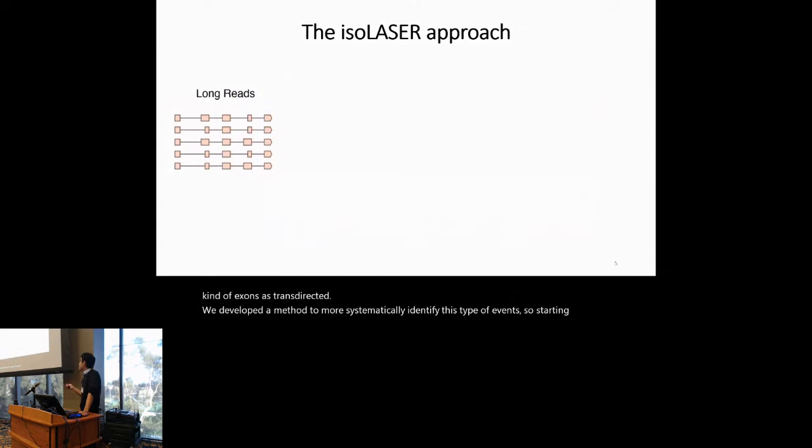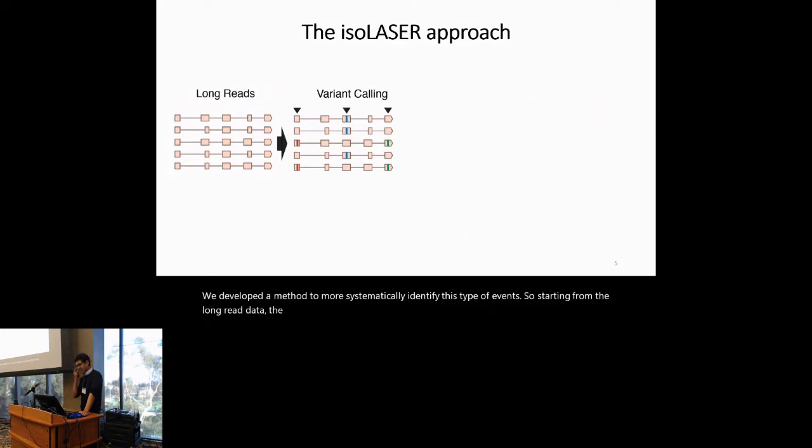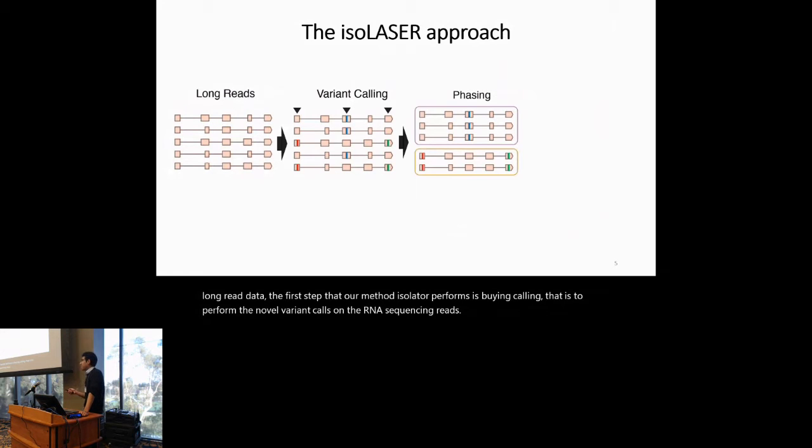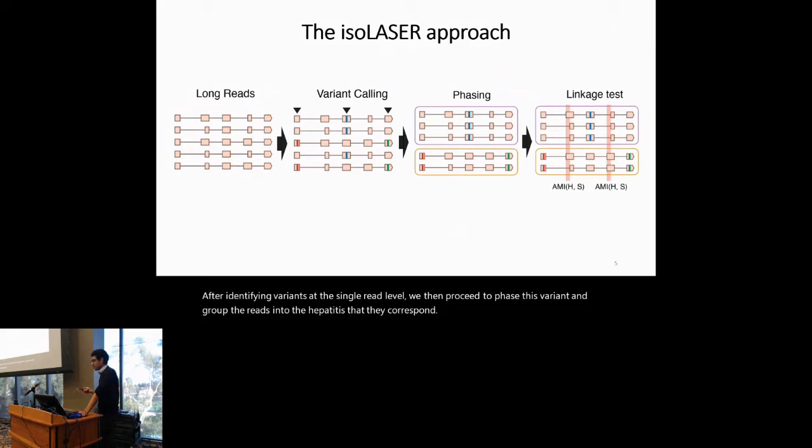Starting from the long-read data, the first step that our method, IsoLaser, performs is variant calling, that is, performing de novo variant calls on the RNA sequencing reads. After identifying variants at the single read level, we then proceed to phase these variants and group the reads into the haplotype that they correspond to. After that, we perform a linkage test. This test aims to find any linkage between the haplotype values of every read and the splicing values, that is, whether every read includes or excludes a given exonic part of interest. An exonic part is the segment of the exon that differentiates different isoforms from each other.